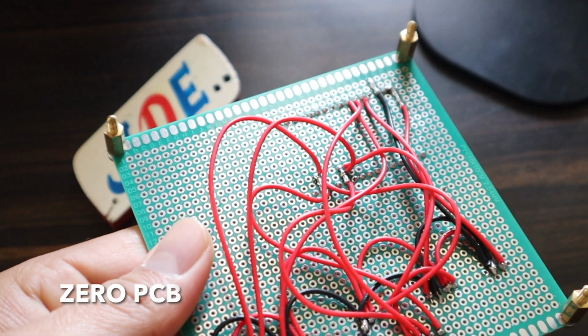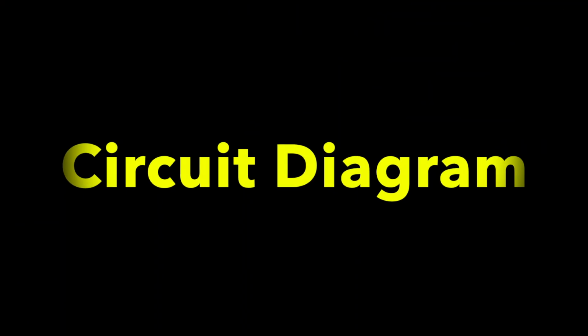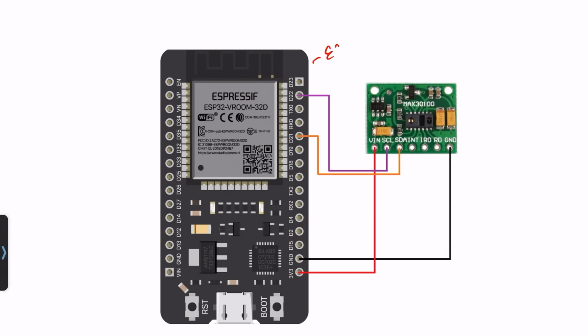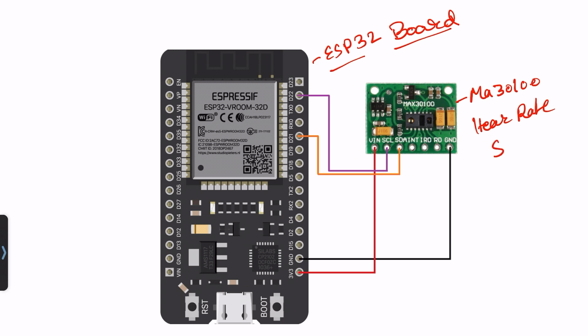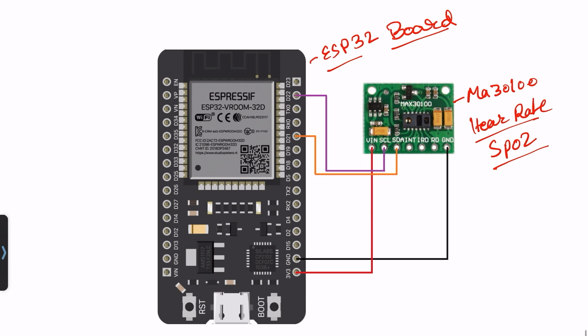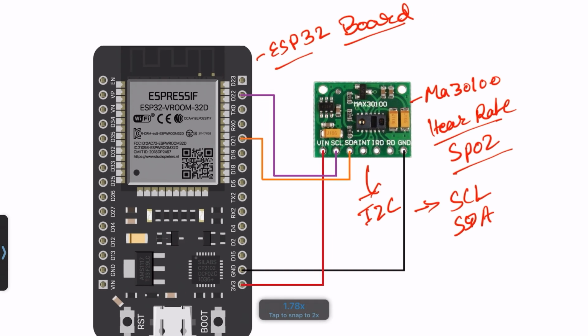Let's see this circuit diagram. In this circuit diagram, I use this ESP32 microcontroller board, and I use this MAX30100 sensor for measuring heart rate and the SpO2 level, which is used in the medical field. It works on the I2C protocol. I2C means it works with only 4 wires: SCL pin, SDA pin, VCC and ground.